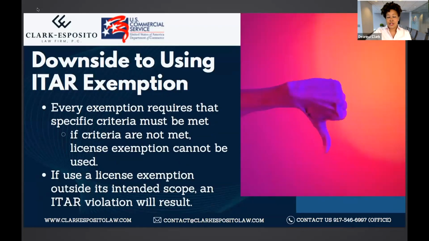And the downside to using an ITAR exemption is that every exemption requires that specific criteria must be met. If the criteria are not met, then the license exemption cannot be used. If you use a license exemption that's outside its intended scope, then an ITAR violation will result. So you want to be very careful that none of the factors that caused your company to get an exemption has changed.